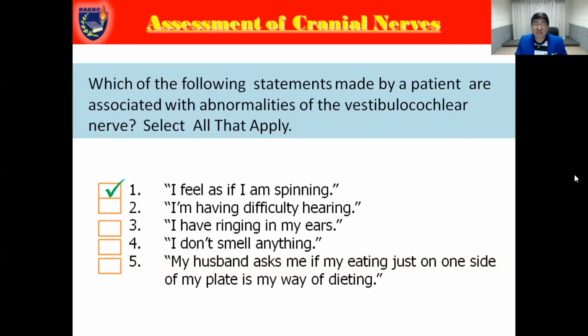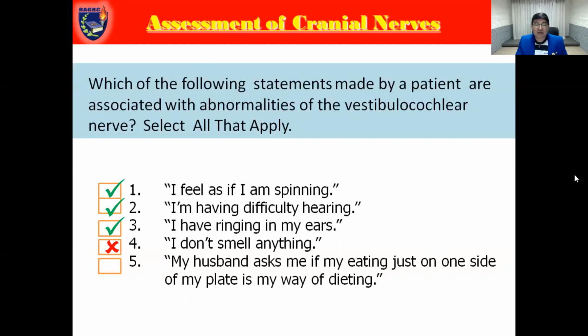So once again, this is indicative of deafness, so we put a check. Then, I have ringing in my ears. This indicates tinnitus. So once again, we put a check because that's an abnormality of cranial nerve 8. And then, I don't smell anything. Now, this indicates anosmia, which is actually an abnormality of the olfactory nerve, not the vestibulocochlear nerve. So we put an X.